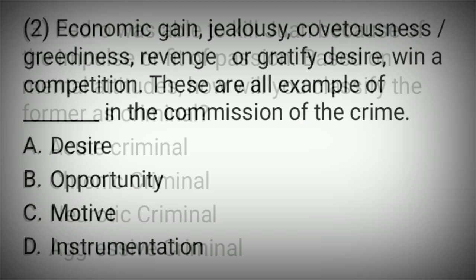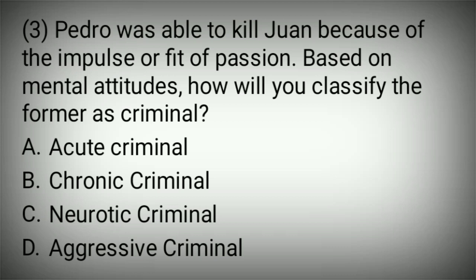Number 3. Pedro was able to kill Juan because of the impulse or fit of passion based on mental attitudes. How will you classify the former as criminal? A, acute criminal. B, chronic criminal. C, neurotic criminal. Or letter D, aggressive criminal.